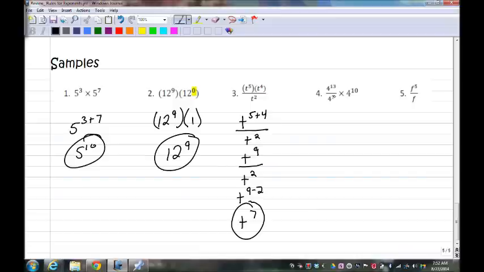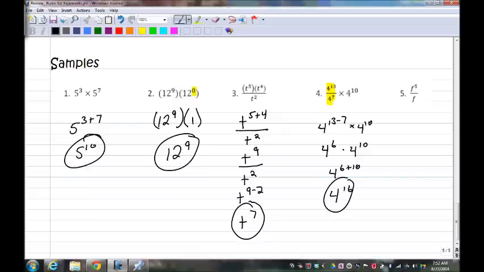Then here, 4 to the 13 over 4 to the 7 times 4 to the 10th. That's very confusing, right? But not if you use the rules. I gave you a little clue and said do this thing first, so hopefully you did. So I'm going to do 4 to the 13 minus 7, and then that whole thing will get multiplied by 4 to the 10th. 4 to the 13 minus 7 is 4 to the 6th, and then times 4 to the 10th, which is 4 to the 6 plus 10, or 4 to the 16th power.